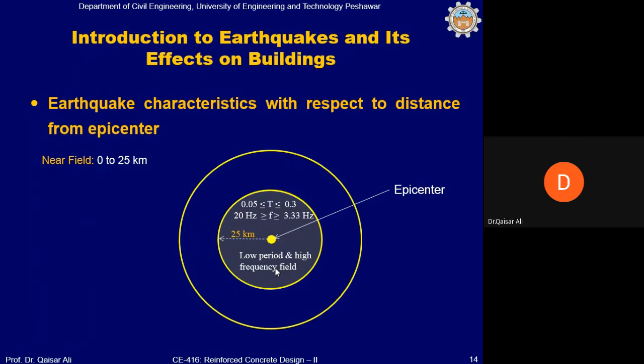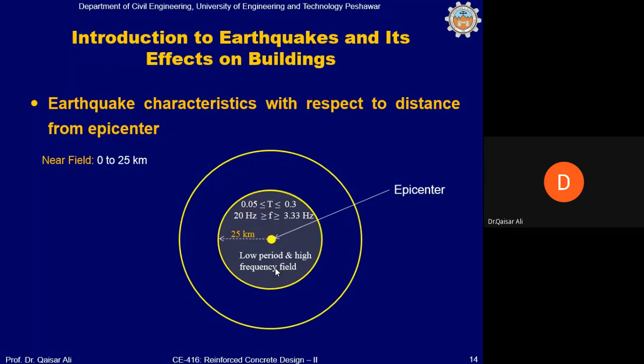The earthquake waves, when they travel from the epicenter, will have different characteristics in different regions, and this characteristic will change with distance. Within this near field region, from 0 to 25 kilometers, the earthquake waves' duration is long, their frequency is very high, and amplitude is also very high. So within the near field region, the amplitude and frequency are high and the duration is long. These are the characteristics of earthquake waves within the near field region.